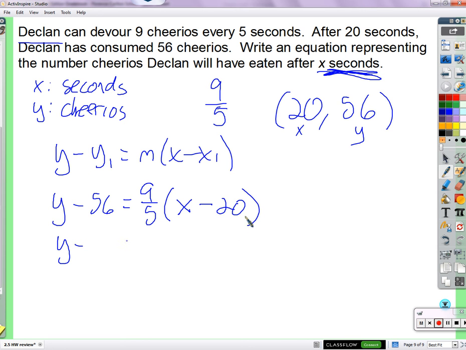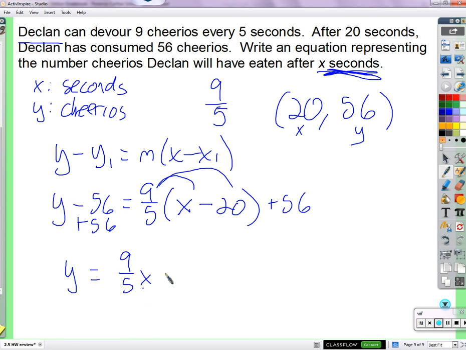So we have y minus, let's add 56 to both sides. Y equals. Let's, as Brady told us last time, distribute the 9 fifths. We get 9 fifths x. What do you get if you multiply 9 fifths by negative 20? This is a little bit tricky. 4 there, yeah. 36? Almost. Negative 36. Plus 56. So, put everything together we can. Negative 36 plus 56?